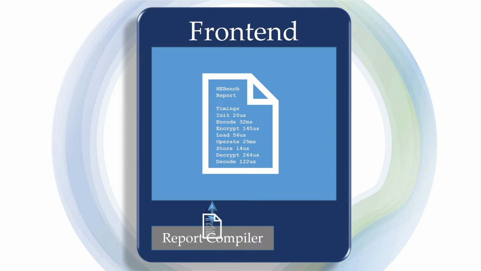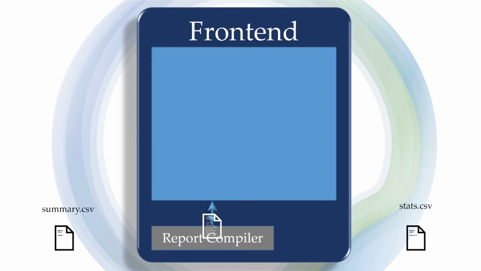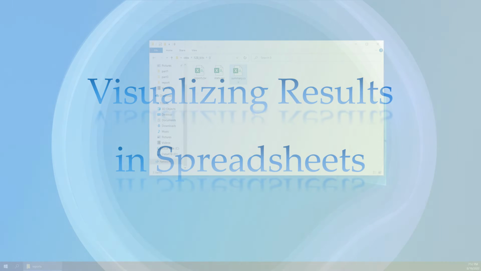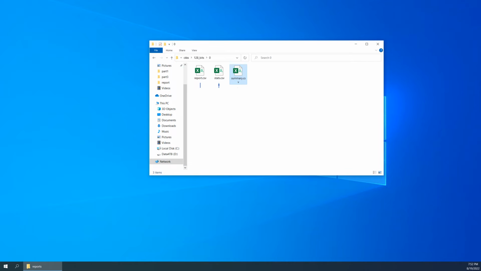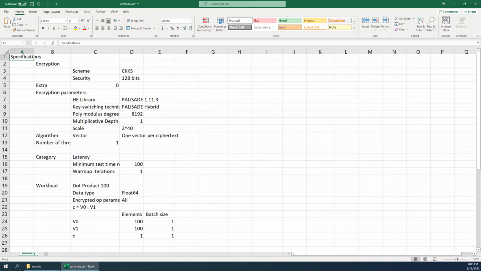Generated summaries and statistics files are also in CSV format. This simplifies importing the information into a spreadsheet application. Summaries are condensed versions of statistics files. This is the summary file for the earlier report example. We can open it in a compatible spreadsheet application. Once opened, we see a less intimidating view.